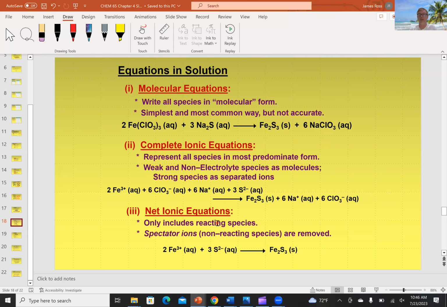Spectator ions are anything that's common to the reactant and product side. So as we can see, chlorate is common to both sides. We can see that chlorate is present as a reactant and product.